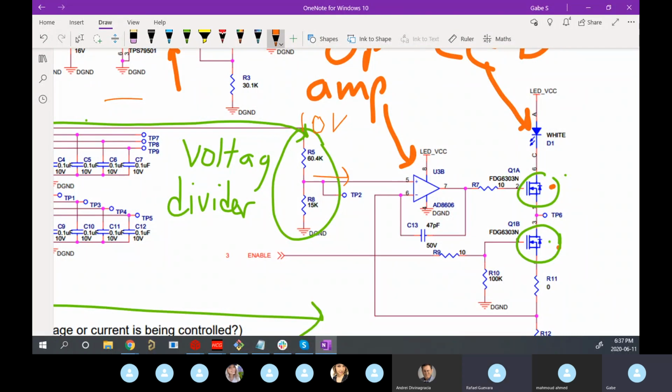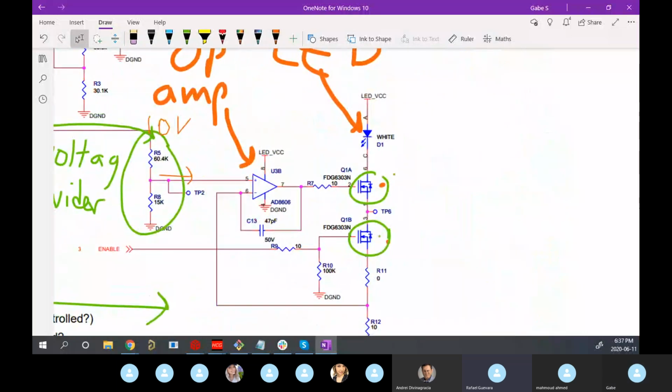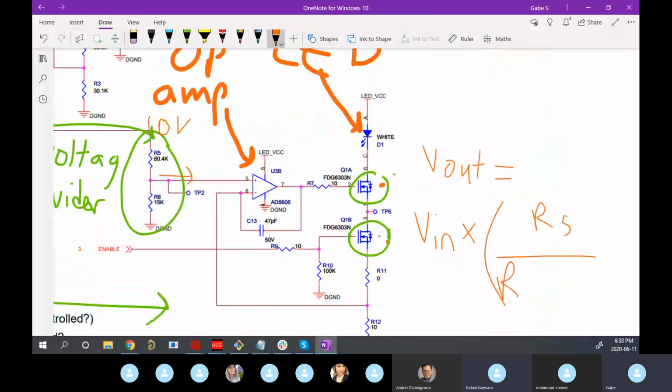It's like V out equals V in times R5 over R8 plus R5, something like that. Can you say again? V in times R5 over R5 plus R8. Okay. Anybody want to tell us if this is right or wrong?